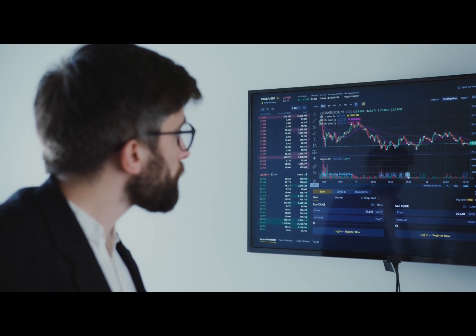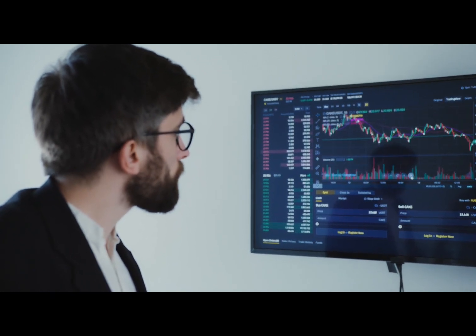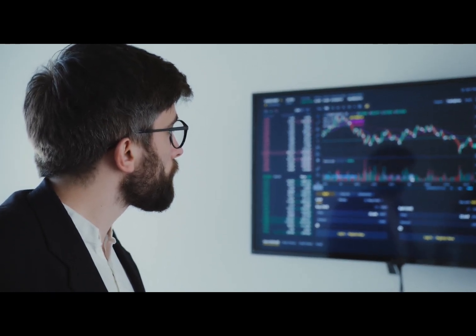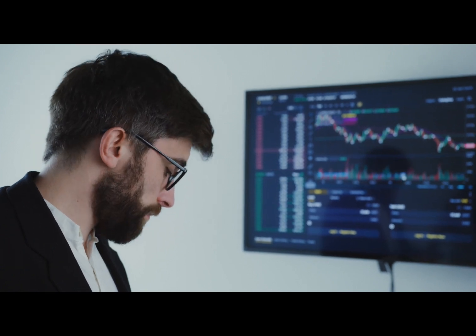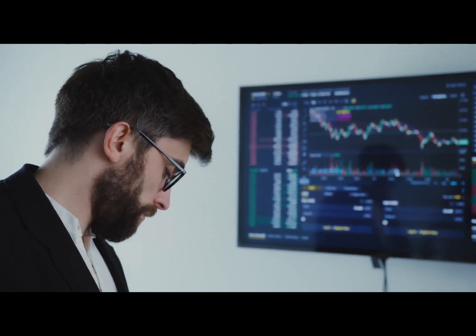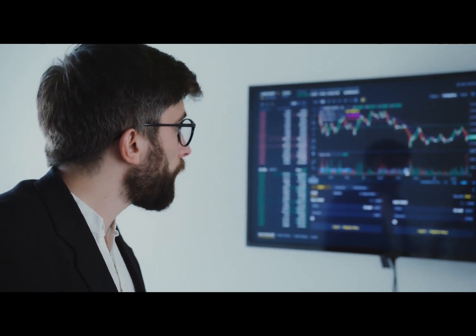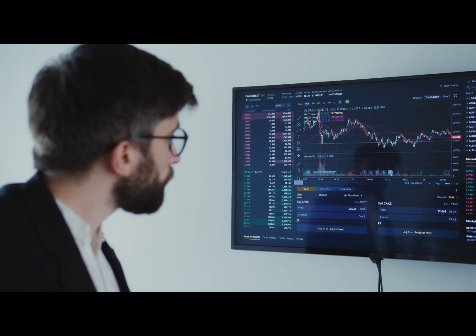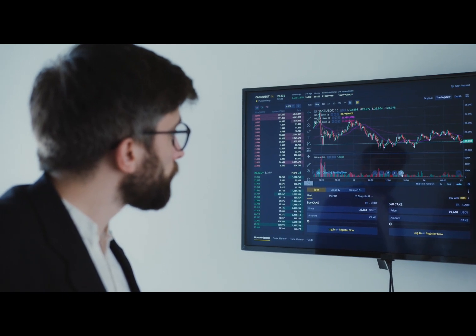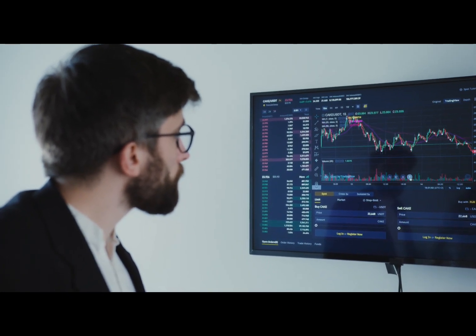Q. Are there any fees associated with OANDA WEB? A. OANDA WEB charges spreads on trades, and some additional fees may apply depending on the account type and trading activity. Q. Can I access OANDA WEB from my smartphone? A. Yes, OANDA WEB is accessible through web browsers on both smartphones and tablets.